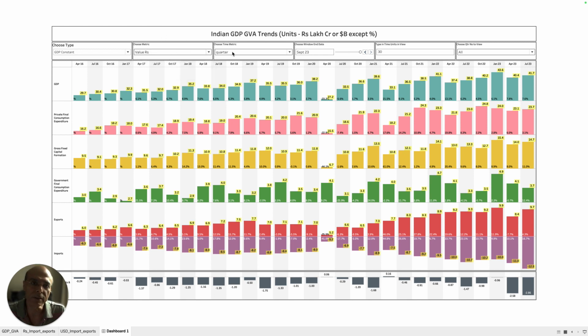Then you can choose a particular time scale, whether you want quarter or year. Then you can choose the number of time units that you want this graph to show you at a time. So currently I have chosen 30. So 30 quarters are being shown at a time in this graph.